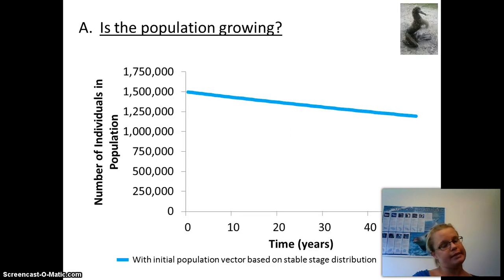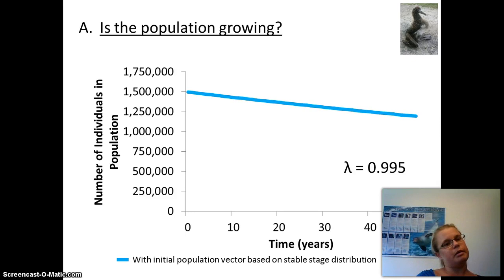For the albatrosses, our population actually looks like this. The population is actually declining a little bit. The lambda is 0.995, so it's just barely declining. And this is before you incorporate in the lead poisoning.